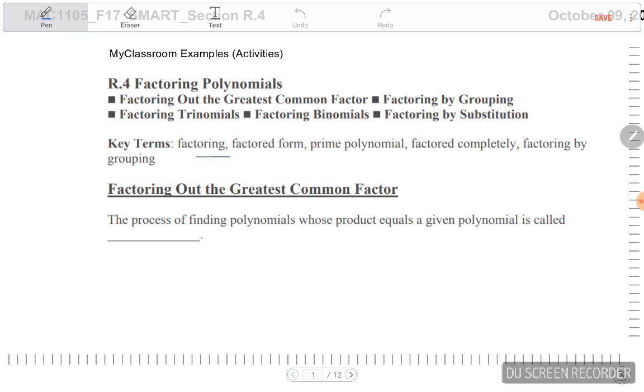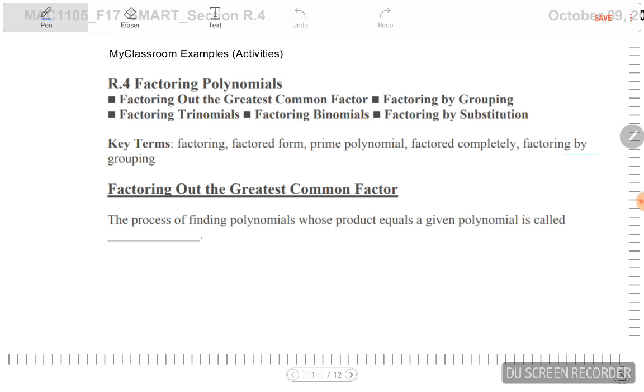And some key terms, factoring, which is pretty much just taking apart something that's been multiplied. It's one way of saying it in a simple way. Factored form, prime polynomial, that means one that you can't break down into factors. Factored completely. So sometimes when you first break apart a polynomial, the new factors that you have, one or more of them could have factors also to be broken down even farther. Then factoring by grouping.